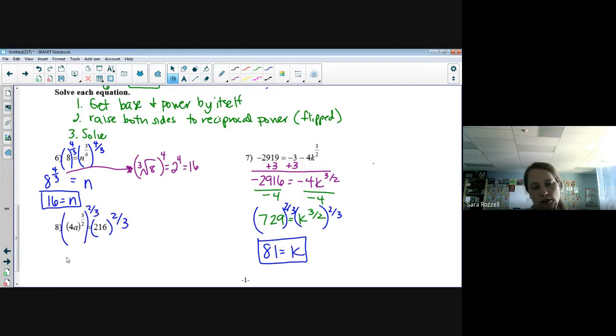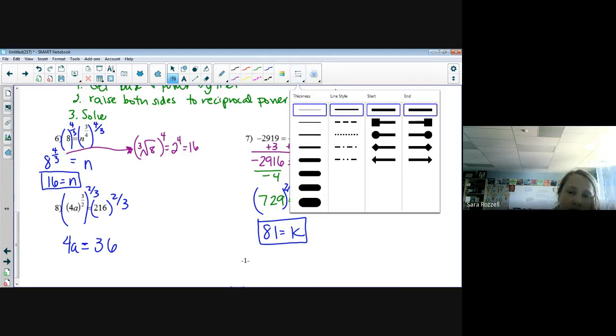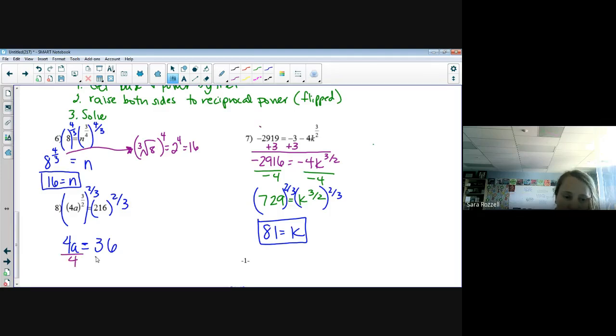We're doing 2/3. So those will cancel. We'll have 4a is 216 to the 2/3. Yeah, I think it's 36, yeah. And then y'all know what to do from here. What are you going to do next? Divide by 4, and our answer is 9. Any equation questions?